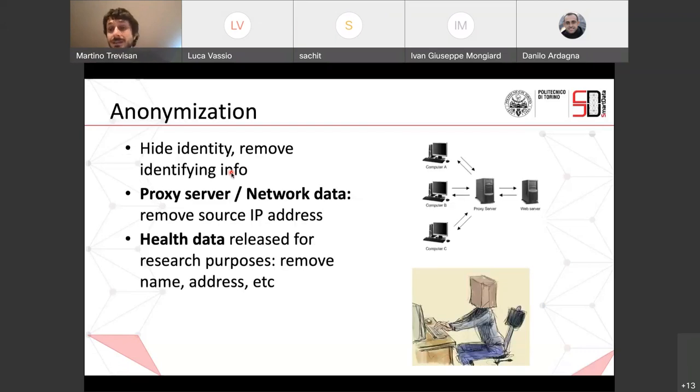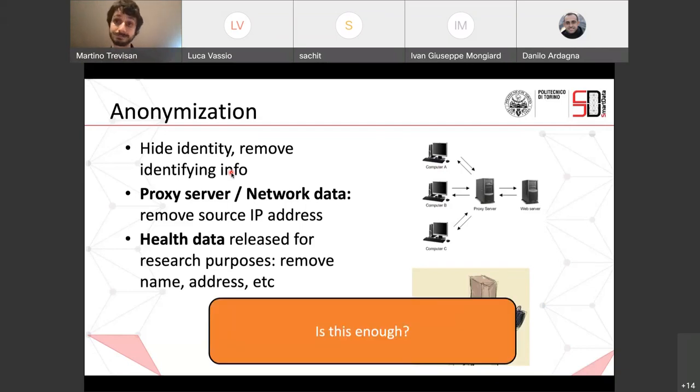Because the first thing that you would do when you have to anonymize data is, for example, to remove the user identifiers. So, for example, if you have a bulk of data, browsing history, or network data or proxy data, you remove the user identifier. Or if you have some health data, you remove the name and the address of the people in your dataset, and you think that these data are anonymous. But actually, it's not that simple. And I want to show you some cases in which bad data anonymization created some problems.